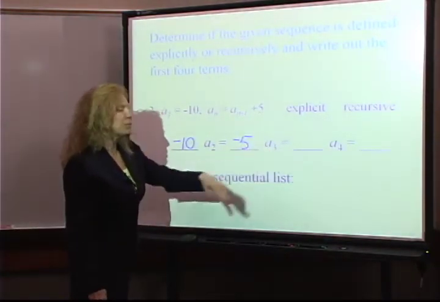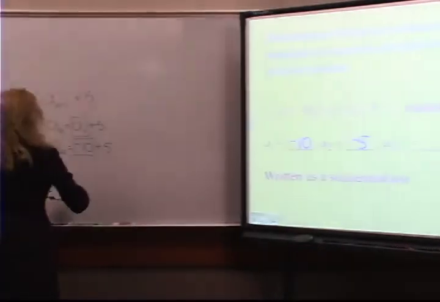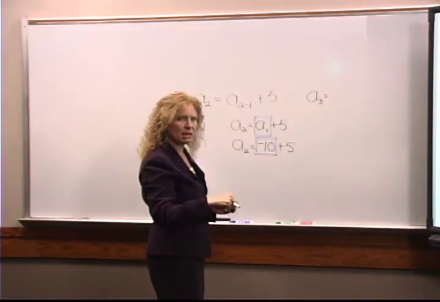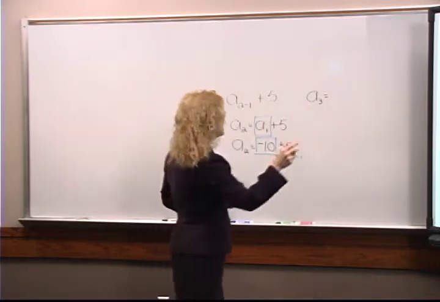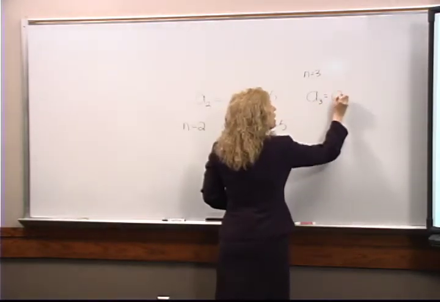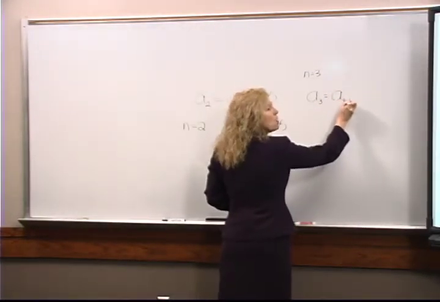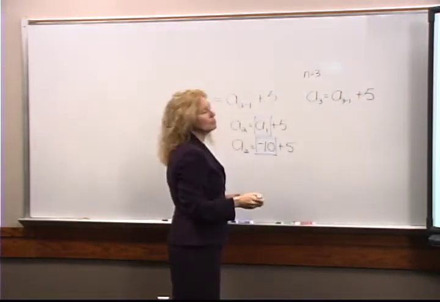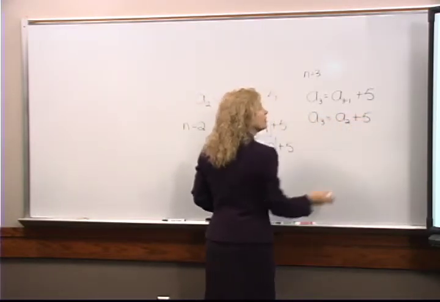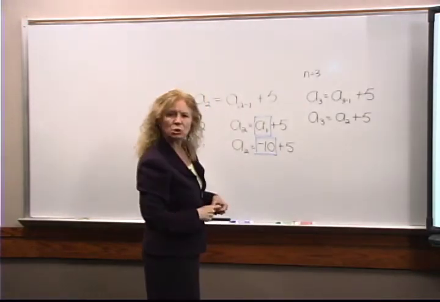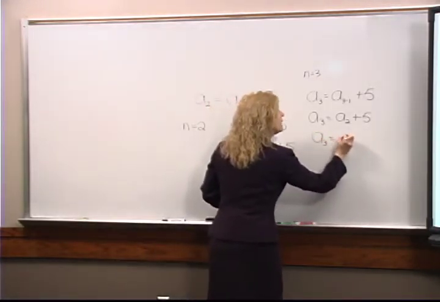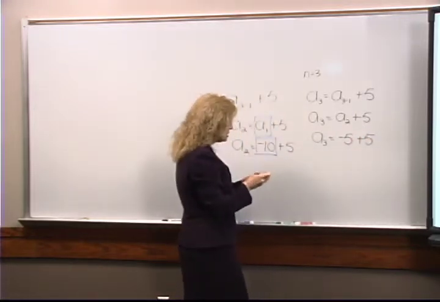Well, now I need to find a sub 3. And so I say, all right, well, if I need a sub 3, what does that mean n has to be? Means right now n must be 3 for the time being. So then I go to the right side of my rule and it's 3 minus 1. Well, of course, that means that a sub 3 is equal to a sub 2 plus 5. And you say, well, what's a sub 2? Well, I just figured out that a sub 2 is equal to negative 5. So we can substitute that in.